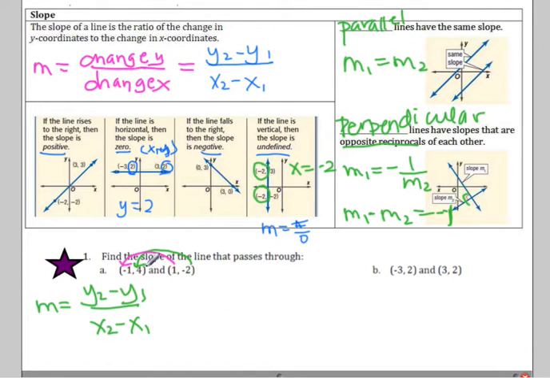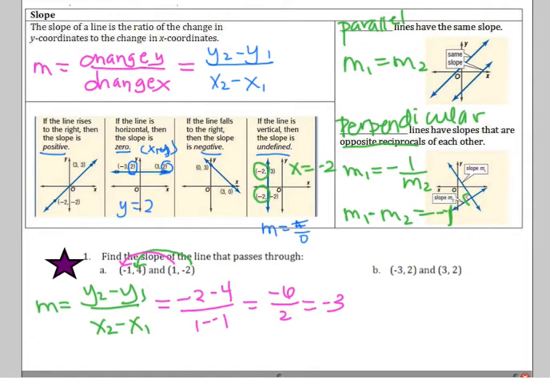If I choose to pick this one as my y2, I would have to subtract this way. Then I would start with this and subtract. So for instance, let's just do both of them really quick. This one, -2 minus 4 over 1 minus -1. This gives me -6 over +2, which is -3. Okay, so I started here and went this way.